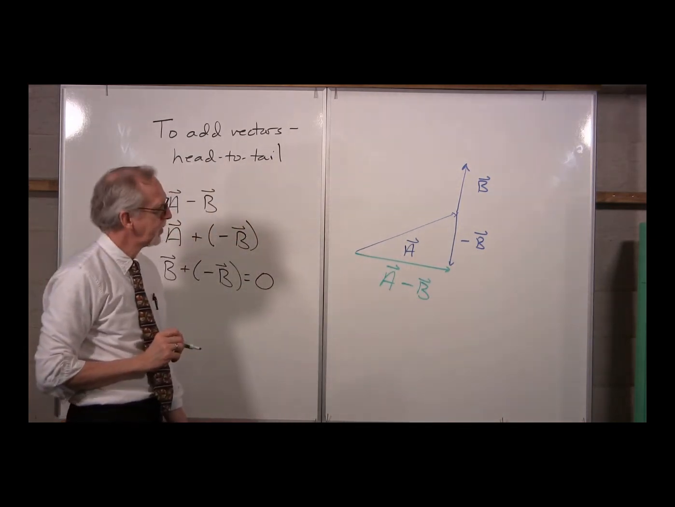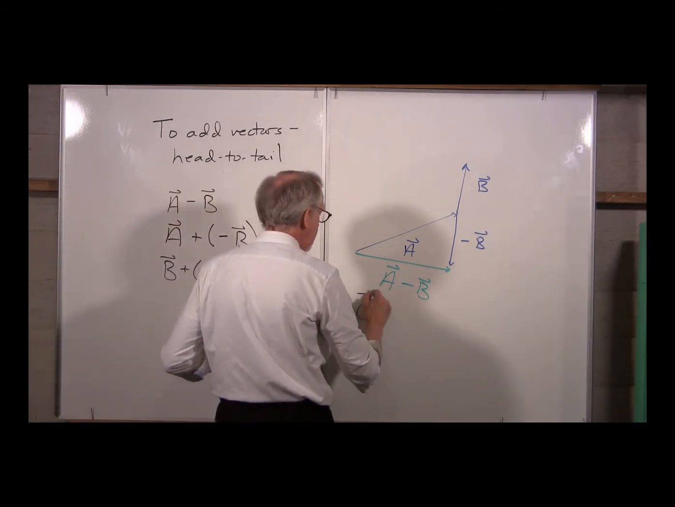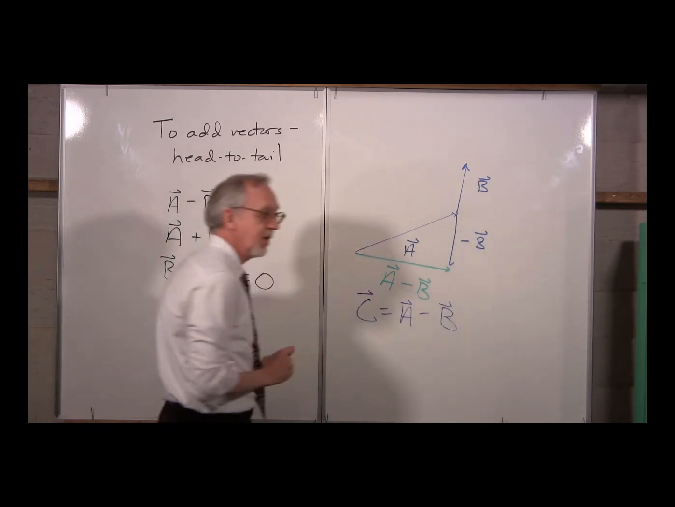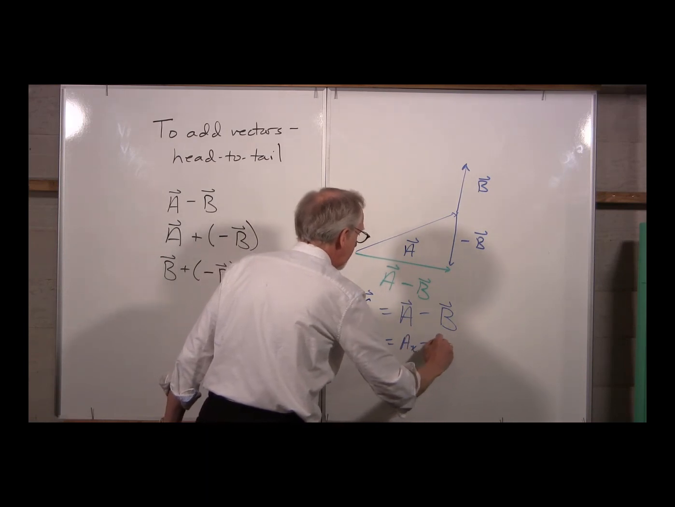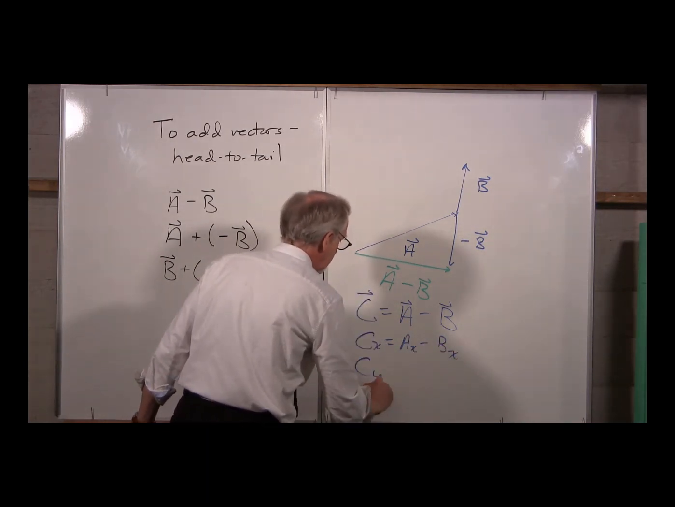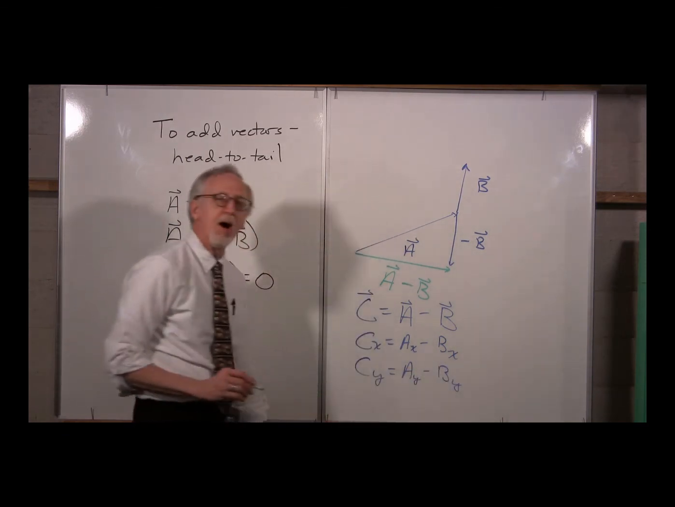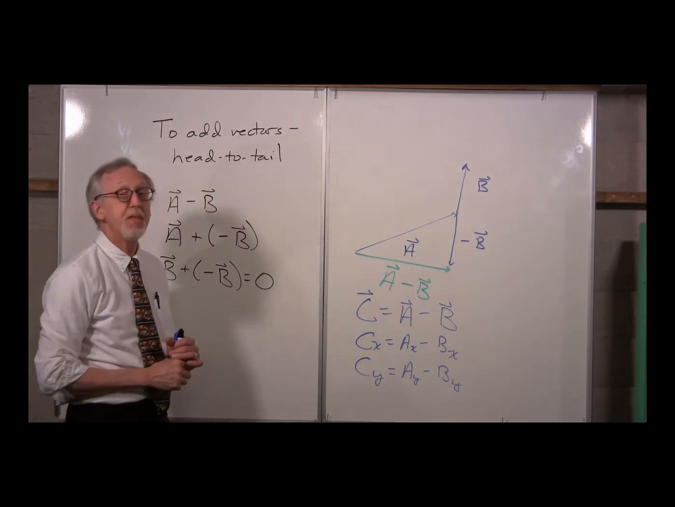There we go. Well, if we have that c equals a minus b, then cx equals ax minus bx, and cy equals ay minus by. There we go. Okay, excellent.